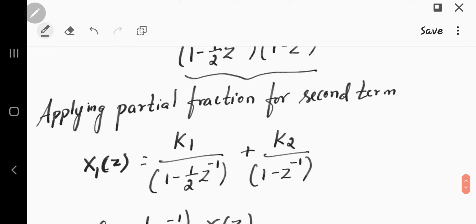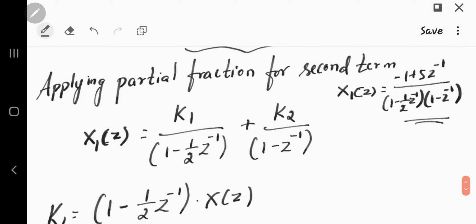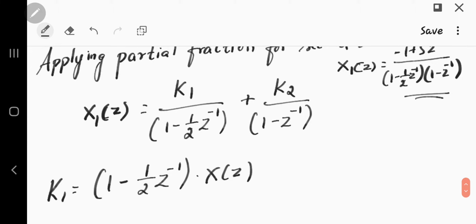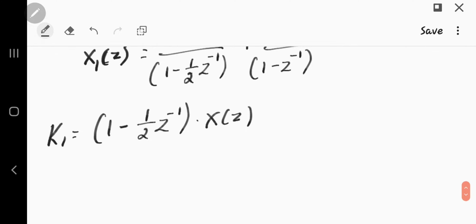Or if you want to avoid that, apply partial fractions for the second term. After writing this, just below write X1 of z is equal to minus 1 plus 5z inverse divided by 1 minus 1 by 2 z inverse and 1 minus z inverse. So this will avoid the confusion for you. Now we are applying partial fractions for the second term, which we renamed X1 of z, which belongs to X of z only.